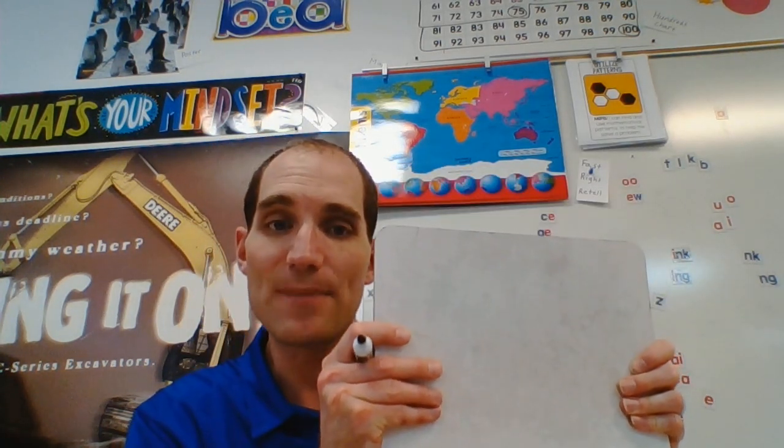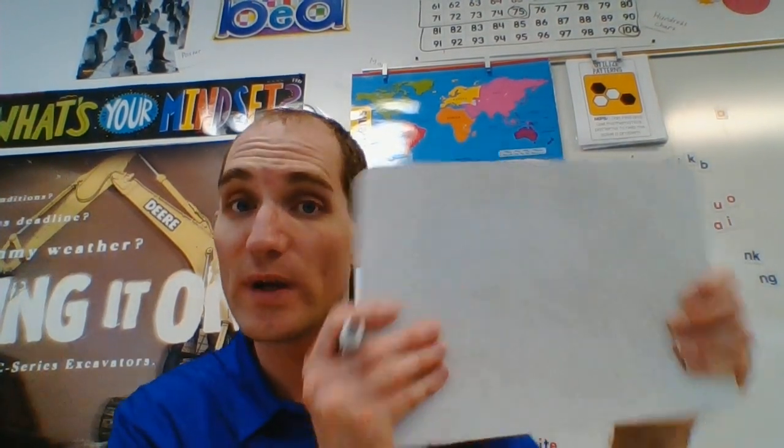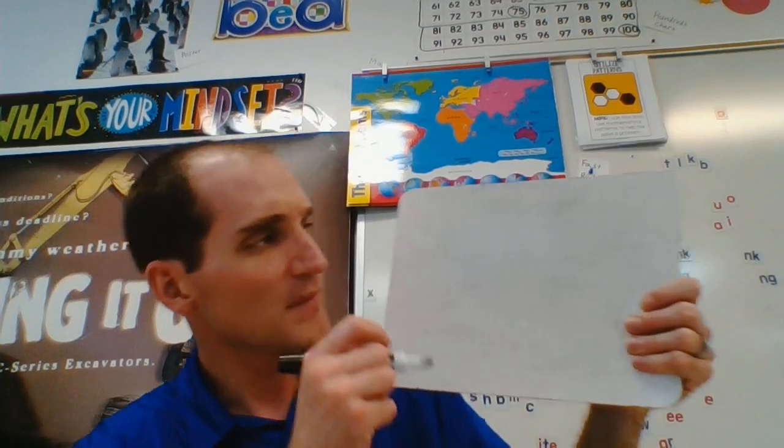Then when you're holding the map, you have to face north, and you can figure out which way is right on the map and which way is right in real life. Which way is left on the map, which way is left in real life. So you have to know which way is which to know how to hold your map.